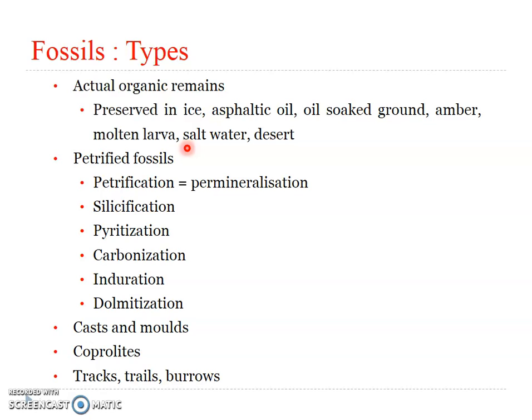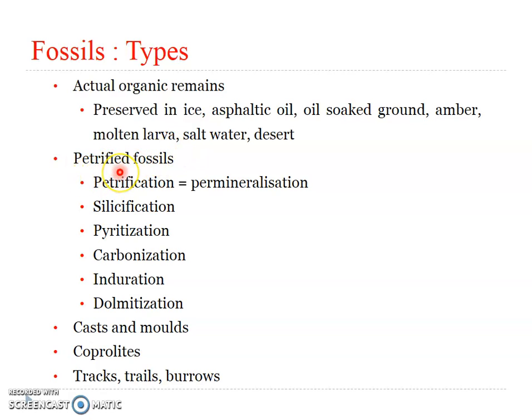So, actual organic remains are the ideal fossils. But because of their great scarcity and recent origin, they are less important when compared to the petrified fossils. Usually, the fossils obtained from the majority of these preservatives will be resin. So it is not going to be of much help in the study of evolution.